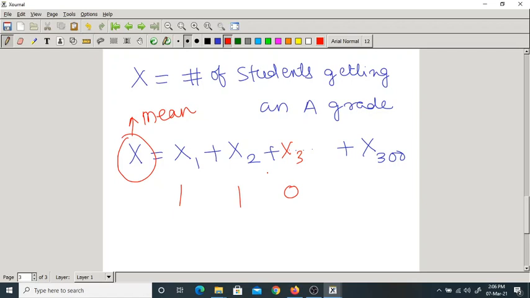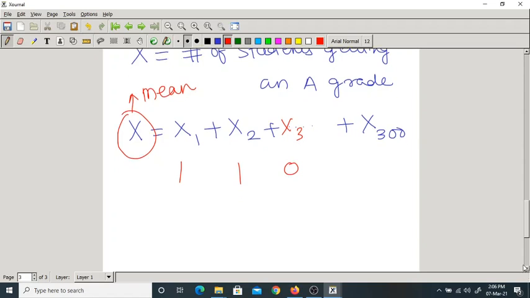Okay. That's why if you take the sum of all these random variables, the sum will give you the number of students that are getting an A grade. Now, but what we want is the mean of that random variable x. Now here comes the linearity property of the expectation. So they are asking what is the expectation of x.